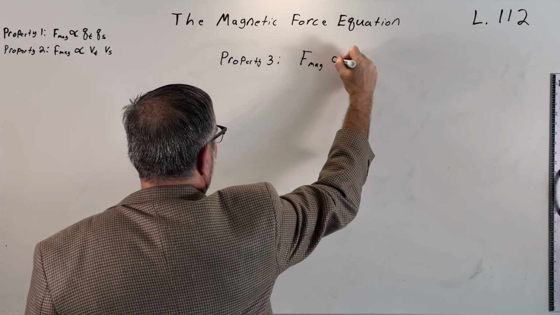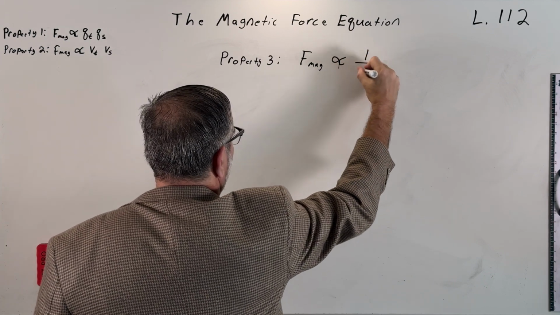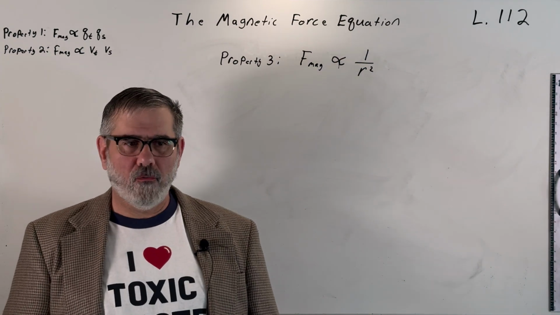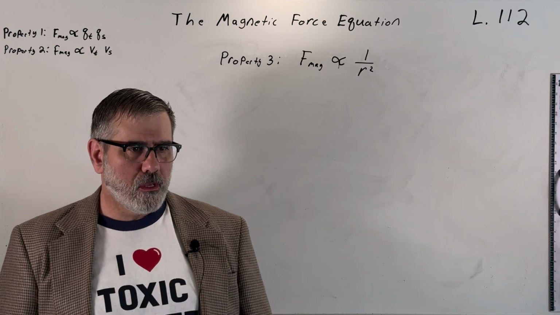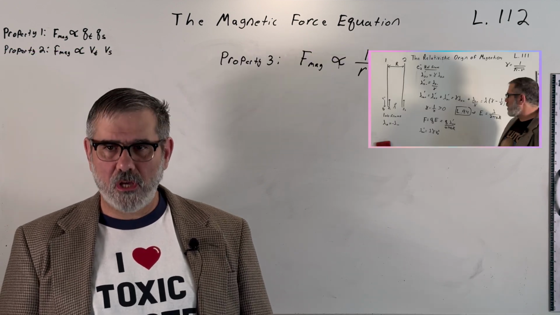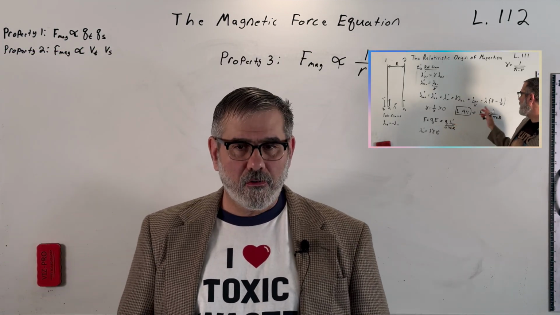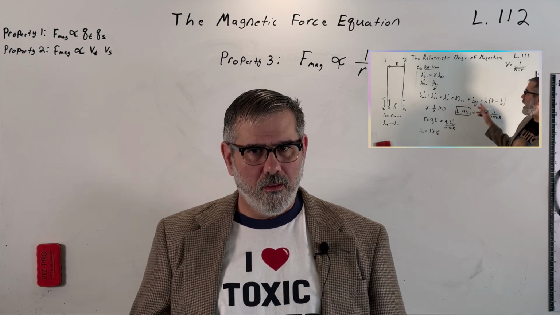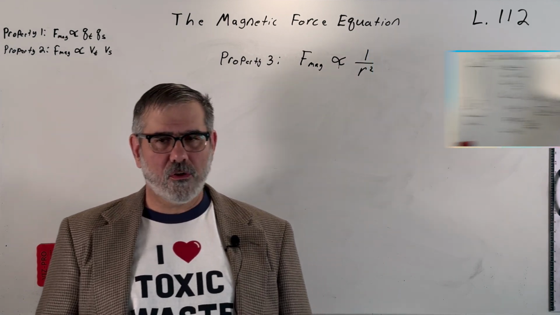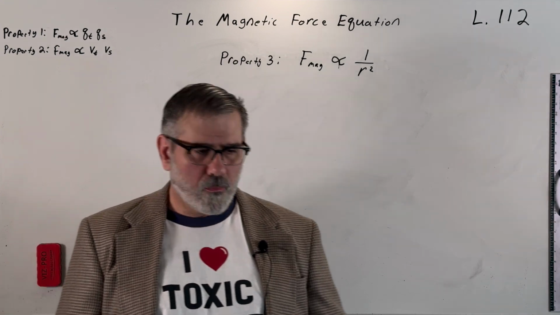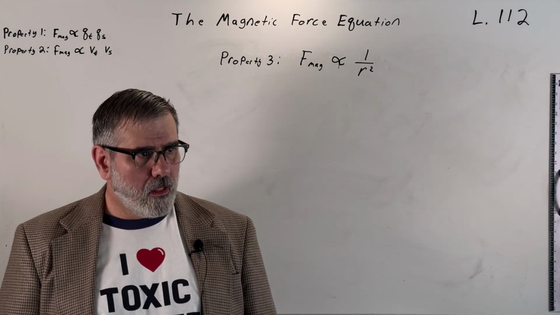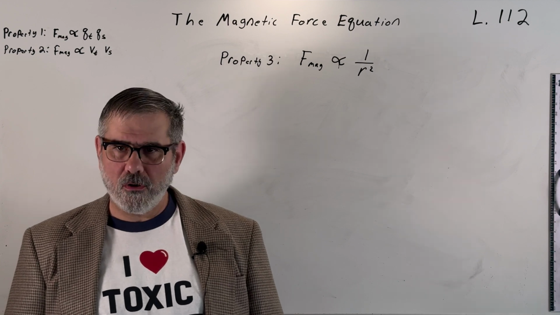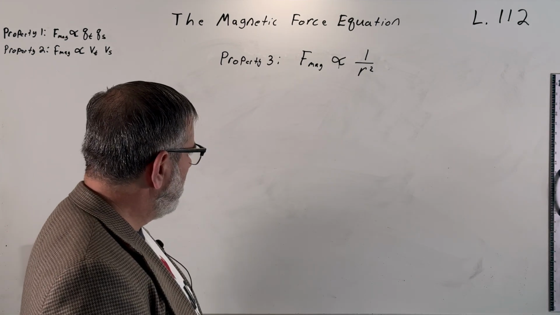Okay, property 3. Magnetic force in general is proportional to 1 over r squared. So I know you're saying, well, we got that it was proportional to 1 over r, the separation distance between the wires. And that's because that was a very specific geometry. Remember that the electric force for a long straight wire is proportional to 1 over r, not 1 over r squared, and that's a consequence of that very specific geometry. So we're going to consider the case where they're no longer wires, but just single point charges moving through space. Let's think about what that would look like.